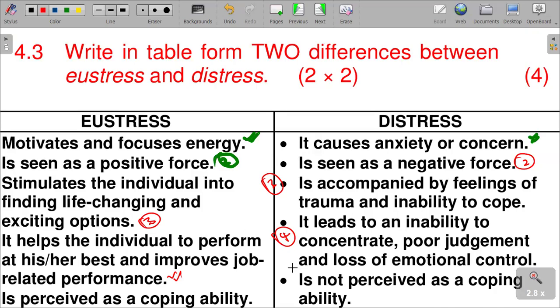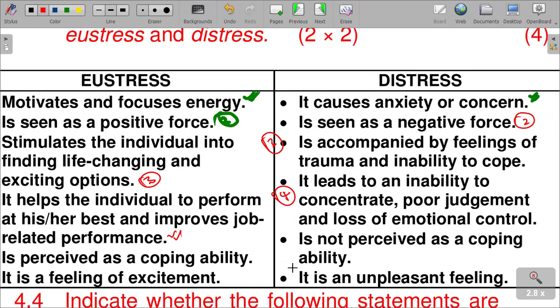Last but not least, eustress is perceived as a coping ability. We are saying it is a feeling of excitement. Distress is an unpleasant feeling.